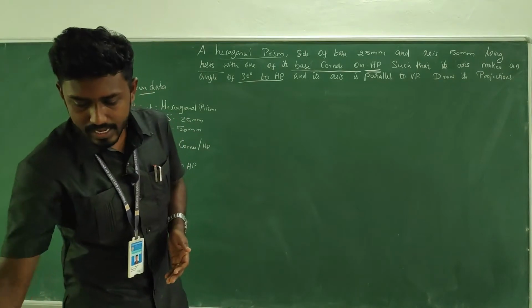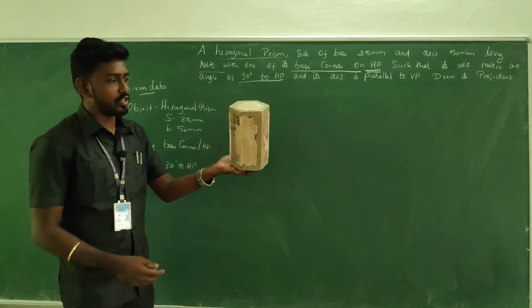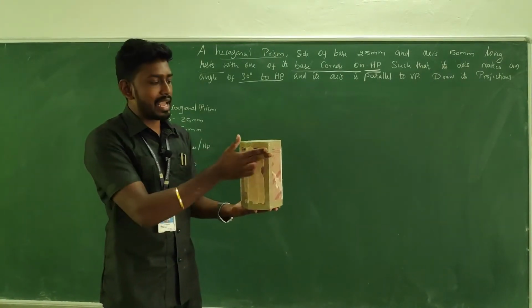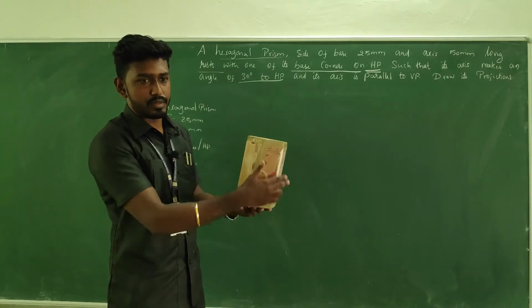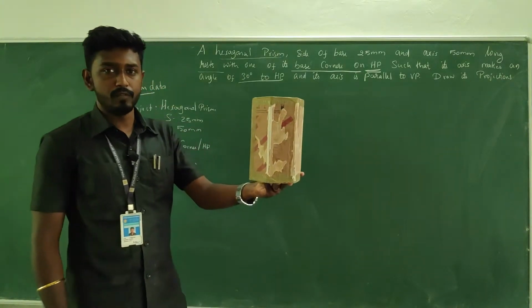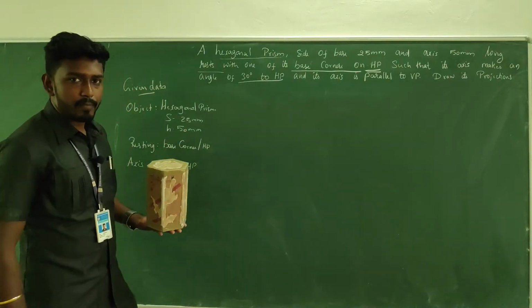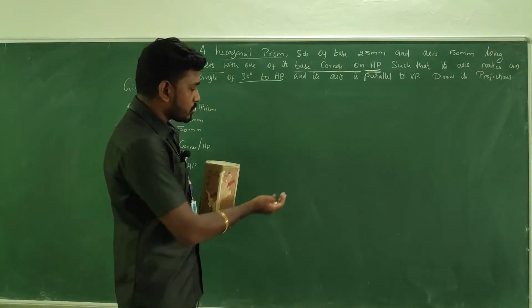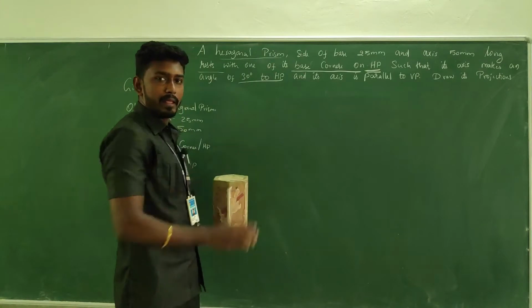The given object is a prism. It is a hexagonal prism. So this is a hexagonal object. Prism in the sense we know it has two bases and parallel faces or rectangular faces, right? So this is how the object will be. Okay, so as far as this question is concerned, what about the condition? What about the position? So consider this as the horizontal plane and this as the vertical plane.